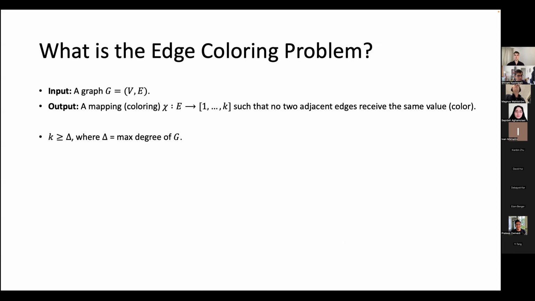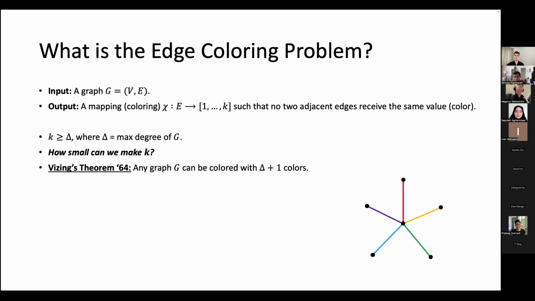And clearly, the number of colors that we need in order to compute such a coloring is going to be at least the maximum degree of the graph. This is because if you take some vertex of maximum degree, all of the edges incident on it need to receive different colors. So really the interesting question here is how small can we make k, the number of colors? Because trivially, we could just assign every edge a different color and we'd already be done.